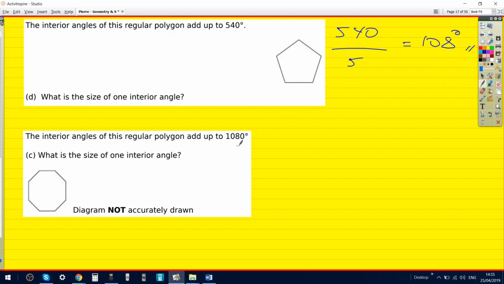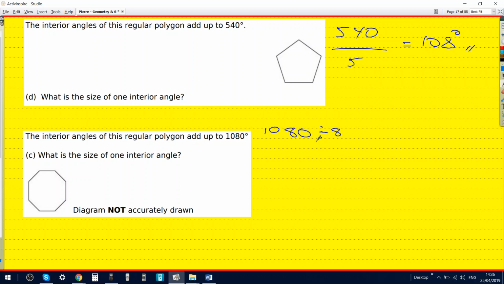What would you do here? Okay. That's 1080, which is the size of the interior angle. So 1080 divided by 9. I believe it's 8 sides. Oh, so it's divided by 8. Yes, and the easy way to divide by 8 is to half it 3 times. Half it 3 times, okay.